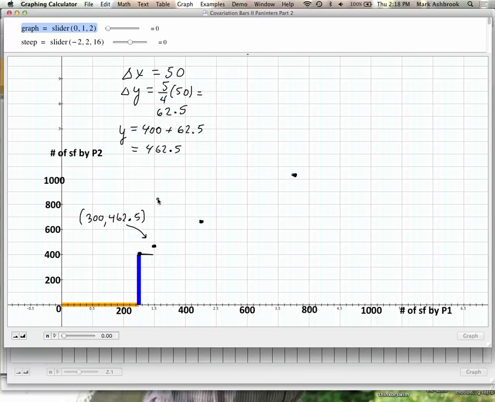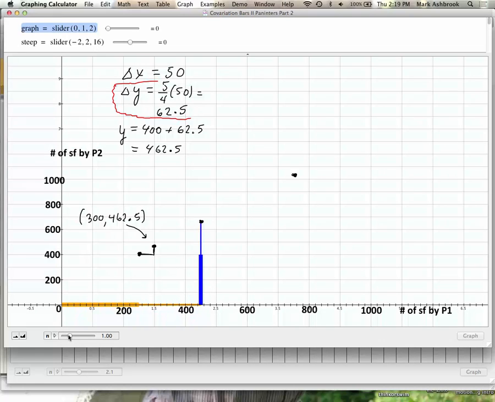Why? Because the additional amount painted by Painter 2 is always 5/4 times whatever additional amount Painter 1 paints. So this is kind of the key step here. Okay, so I want you to do that same thing. Let's draw that. So there's that change in x and then the corresponding change in y. We found the delta x, we found the change in y using this number 5/4, and then we found that new y coordinate.